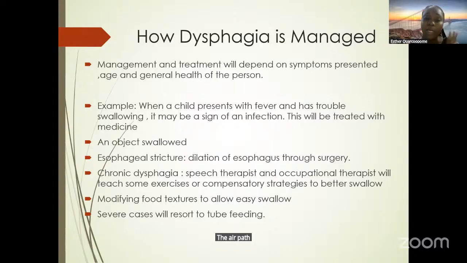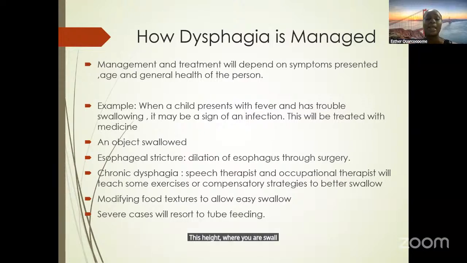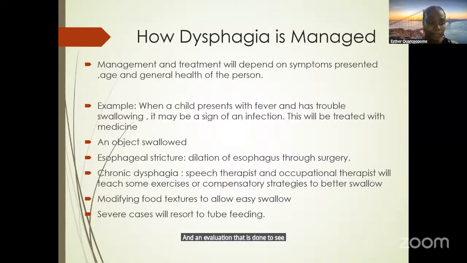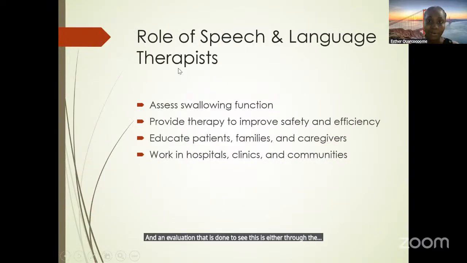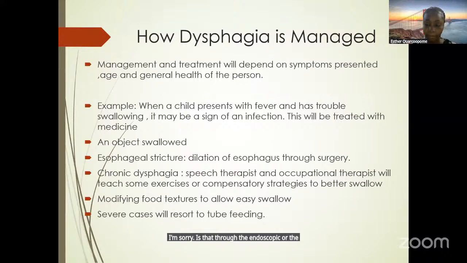Another way of managing this is esophageal stricture, where we find that the place where you are swallowing, the esophagus, is very narrow. So we'll have to do surgery. There will be some dilation to allow food to pass through well. And all this is done after an evaluation, either through the endoscopic or the barium test, before we can see that something like that is happening.